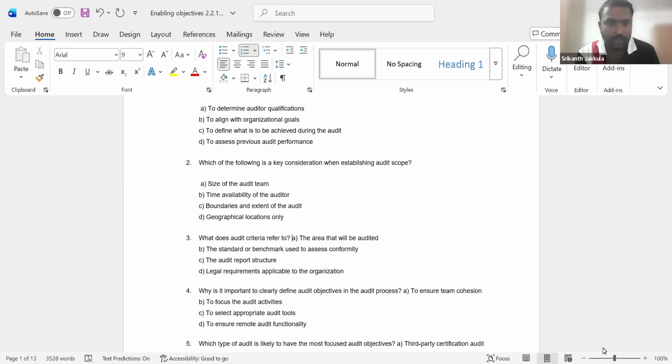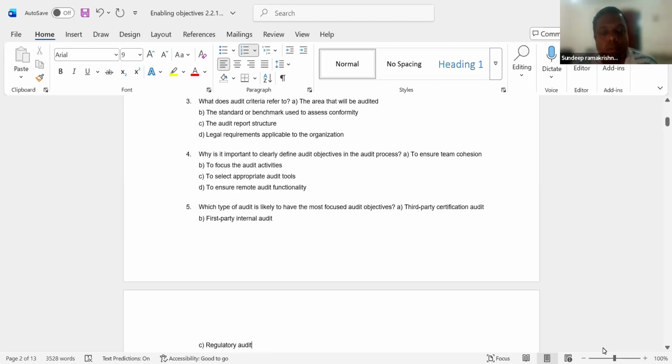Why is it important to clearly define audit objectives in the audit process? Audit objectives, the audit process. Shashikanta, are you following? And Jayur Rahman, you also should read the question and try to answer, okay? Not only for one person we are conducting class. Yes, sir. Okay, sir.